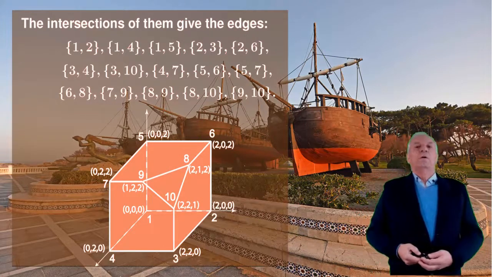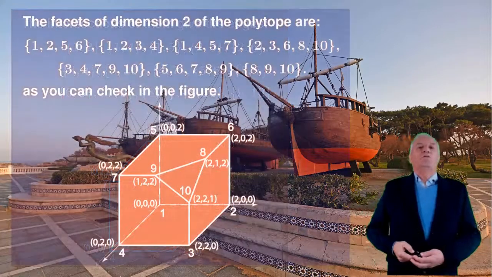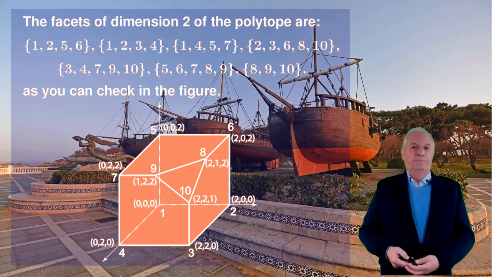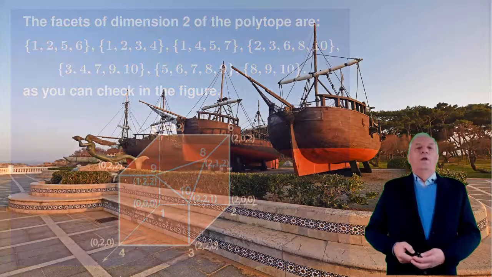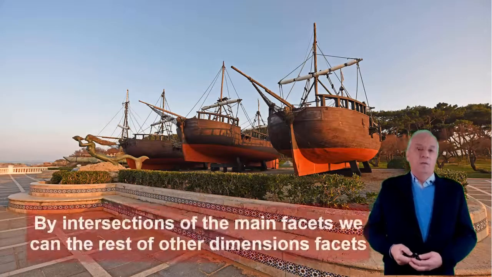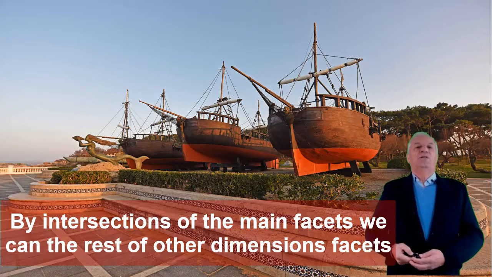You should recognize them in the figure. The third type of elements are the faces of dimension 2, which are those given in the list. You should identify them in the figure. We know that once we have the facets of maximum dimension, the lower dimensional ones can be obtained by intersections as done previously with our example.